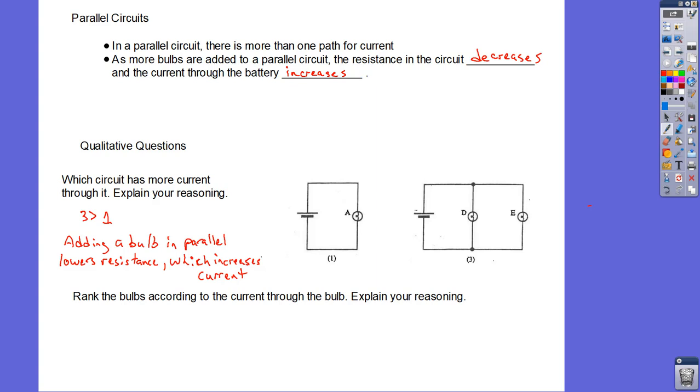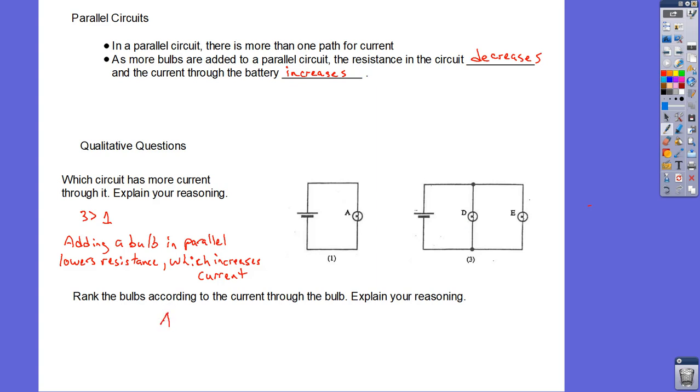So this brings up something that is a common misconception. A lot of people want to sort of assume that batteries will always produce the same amount of current, and we can see from these two examples, this one and the previous slide, that the amount of current you get from a battery depends on the resistance that's hooked up to it. So the voltage is the same, but the current can be very different. So if we're ranking the bulbs according to the current through the bulb, it turns out that these would all be equal to each other.